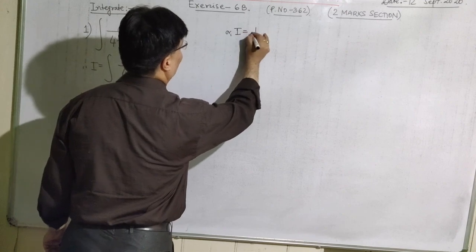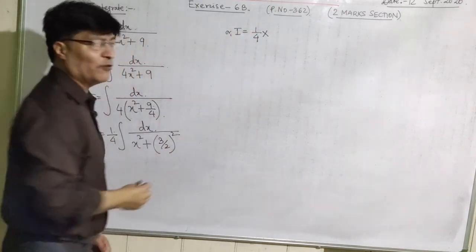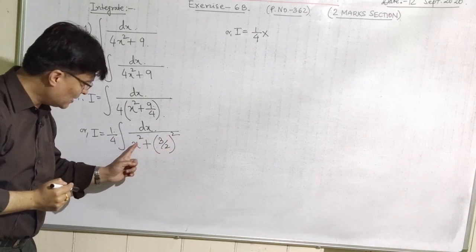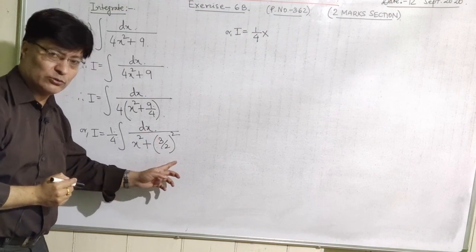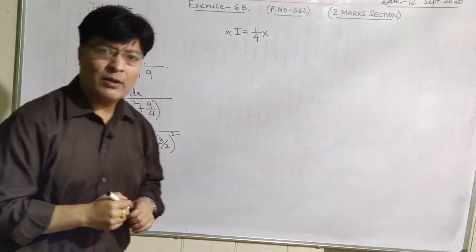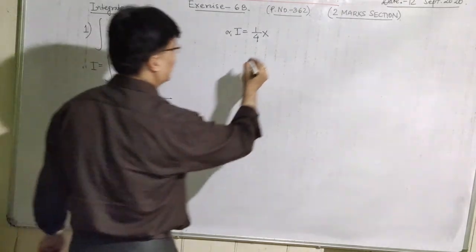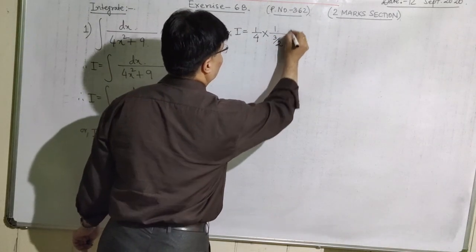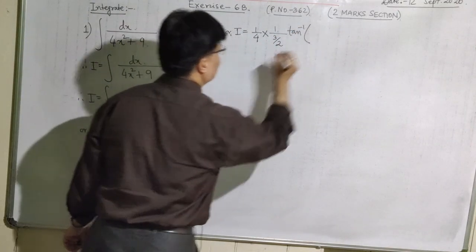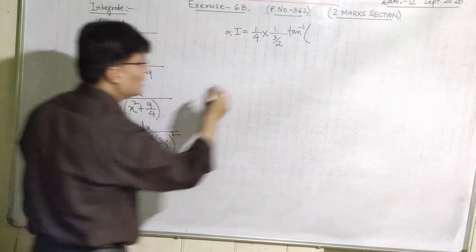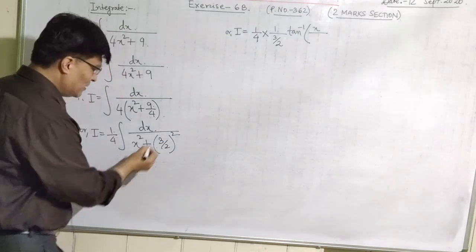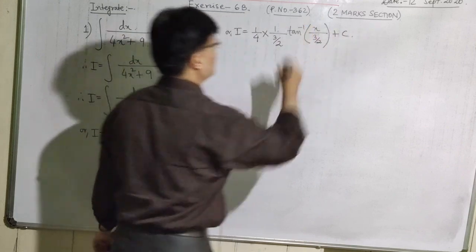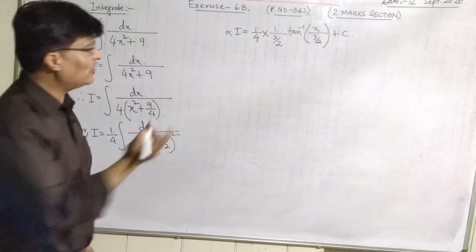So I is equal to 1/4, the constant, you have to write it. Now you have to write down the formula. This is in the form dx divided by x square plus a square. Here x is x and a is 3/2. The first standard form formula is 1 upon a tan inverse x upon a. So it is 1 upon 3/2 tan inverse x divided by 3/2. So we have integrated it, and you have to write down plus c. Understood now? Let us simplify it.